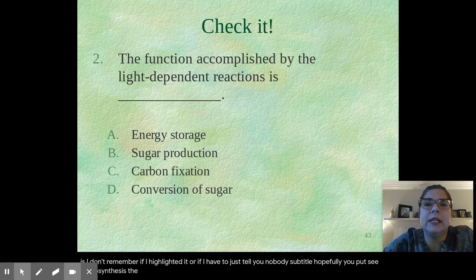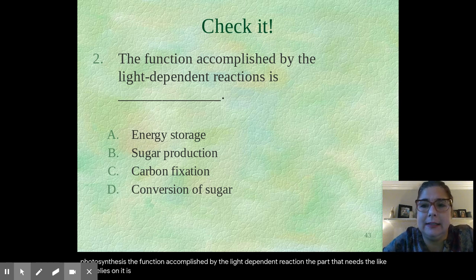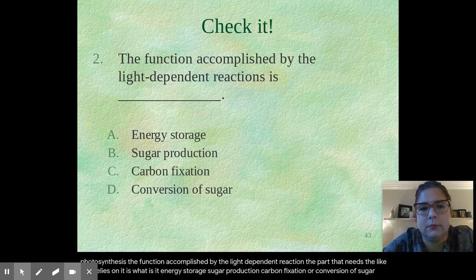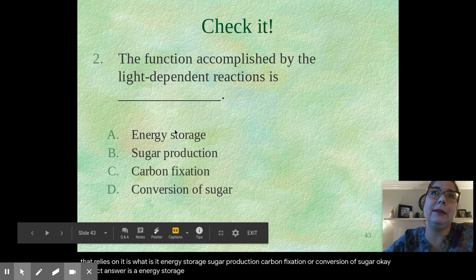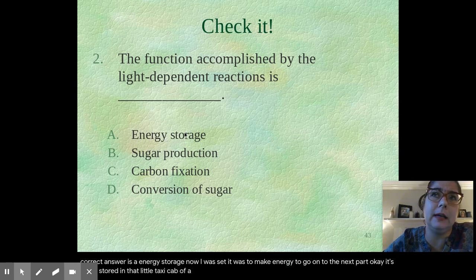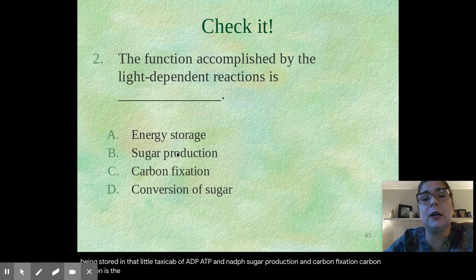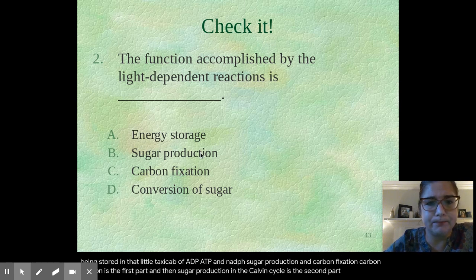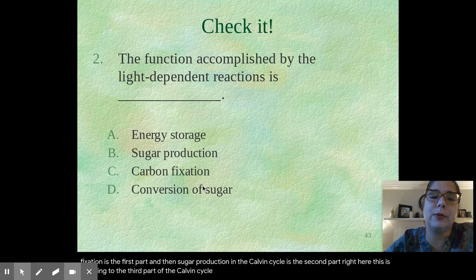The function accomplished by the light-dependent reaction, the part that needs the light, is what? Is it energy storage, sugar production, carbon fixation, or conversion of sugar? The correct answer is A, energy storage. I said it was to make energy to go on to the next part. It's being stored in that little taxi cab of ATP and NADPH. Carbon fixation is the first part, and then sugar production in the Calvin cycle is the second part. The conversion of sugar refers to the third part of the Calvin cycle where it breaks it down.